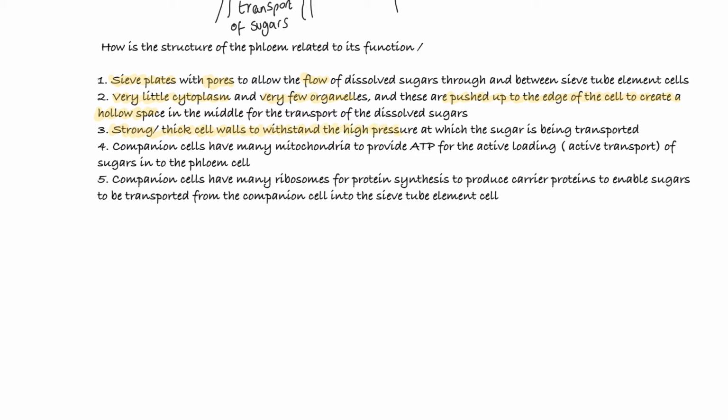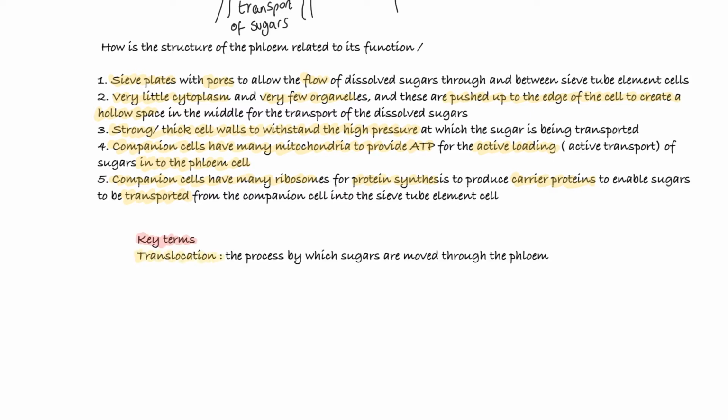The companion cells have many mitochondria to provide ATP for the active loading, the active transport, the movement of the sugars against their concentration gradient into the phloem cell. The companion cells also have many ribosomes for protein synthesis to produce carrier proteins to enable sugars to be transported from the companion cell into the sieve tube element. Okay, just a few key terms. The process by which sugars are moved through the phloem is called translocation.